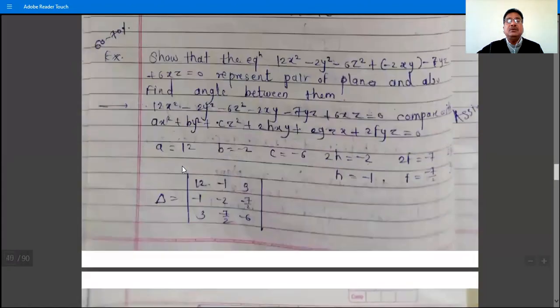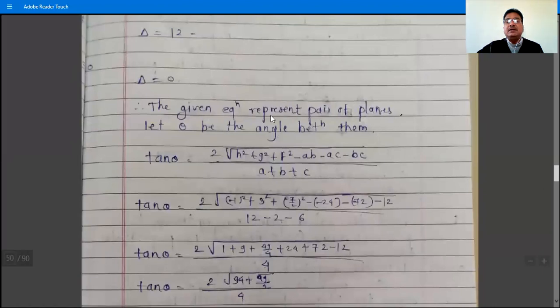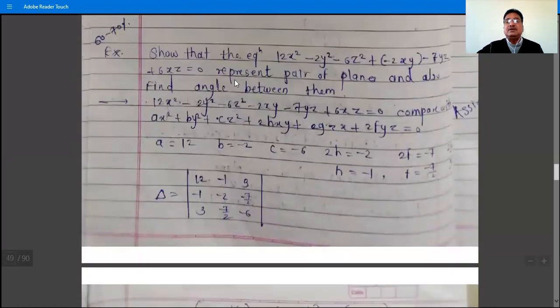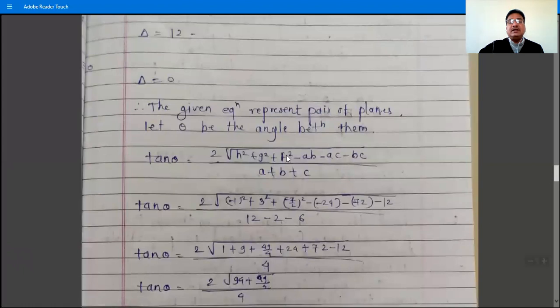We have the answer 0, and therefore we say that the given equation represents a pair of planes, not a pair of lines. So write the sentence that the given equation represents a pair of planes. Next, let theta be the angle between them. Now we have to find the angle between them.